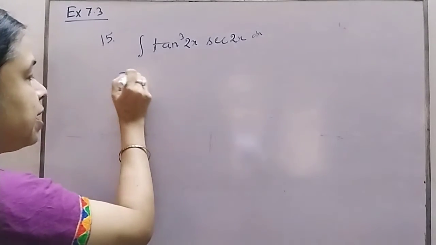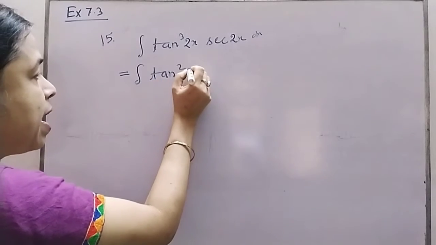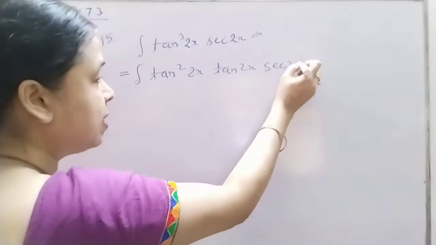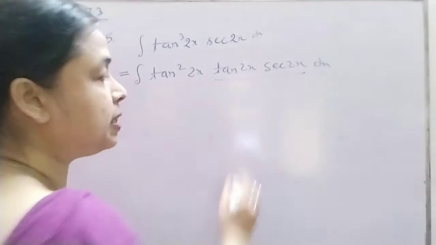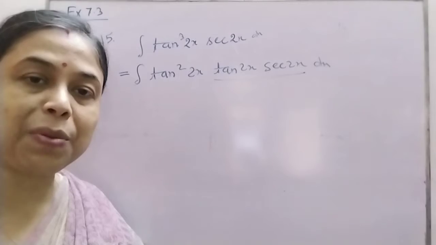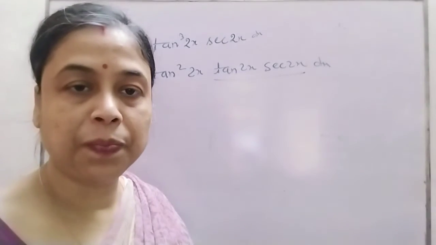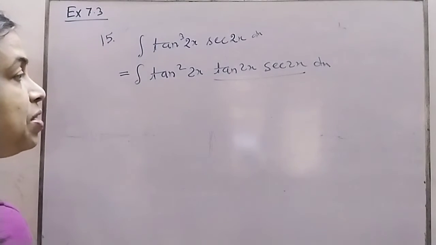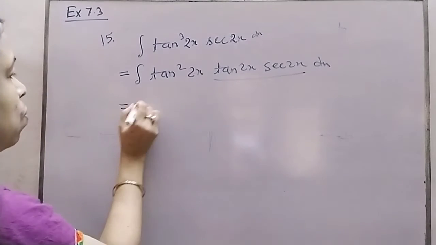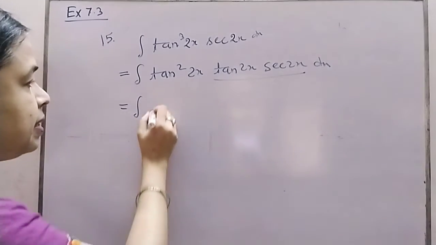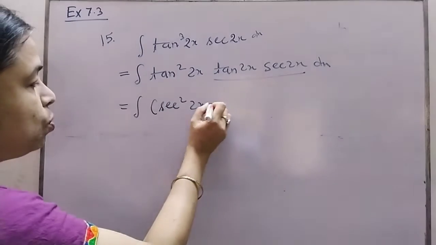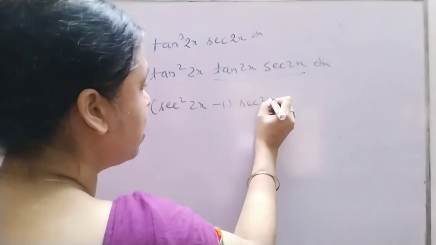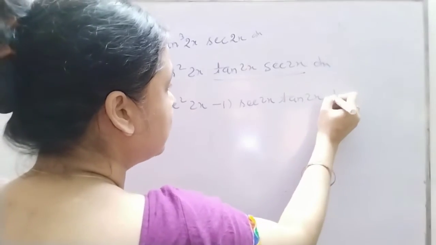I can write tan cube as tan square twice x into tan twice x into sec twice x into dx. It is in the form sec x tan x, whose derivative gives you sec x tan x. The derivative of sec x. Right? So change this tan in terms of sec so that this derivative can be obtained. So I am using here tan square can be written as sec square twice x minus 1. And here we have sec twice x, tan twice x into dx.